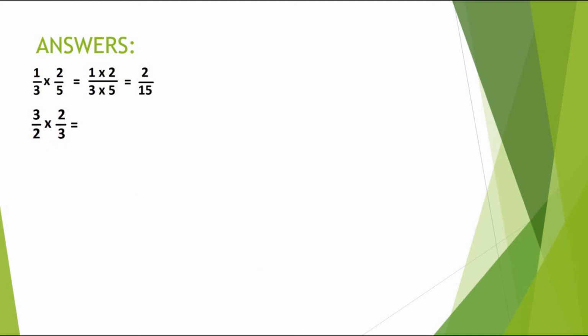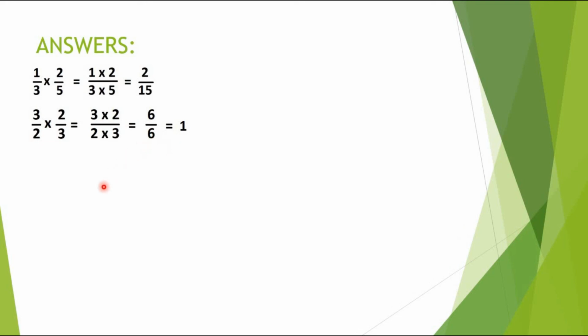Ang sagot, we multiply both numerators first, 3 times 2, and then both denominators, 2 times 3. So, 3 times 2 is equal to 6, and 2 times 3 is equal to 6. Then, 6 divided by 6 is equal to 1.